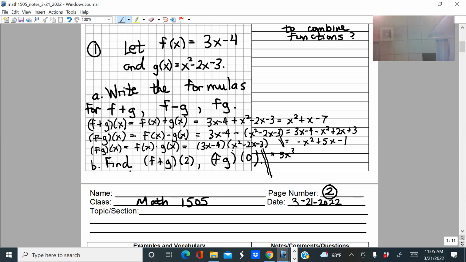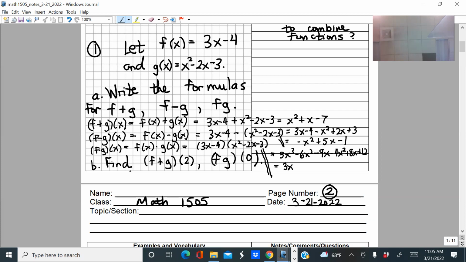So we have 3x cubed, and then 3x times minus 2x, that's minus 6x squared. And then 3x times minus 3, that's minus 9x. And then minus 4 times x squared, that's minus 4x squared. And then minus 4 times minus 2x is plus 8x. And then minus 4 times minus 3 is plus 12. So there's our formula. We just have to add like terms together.